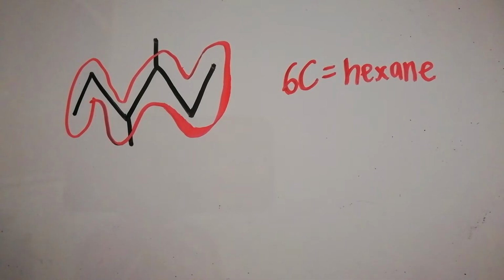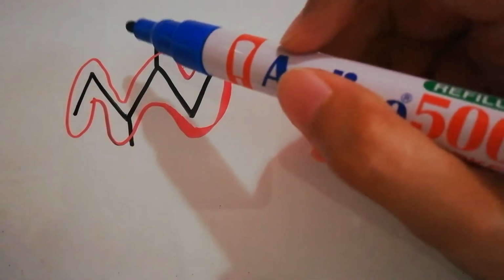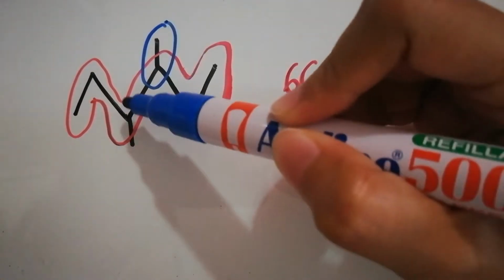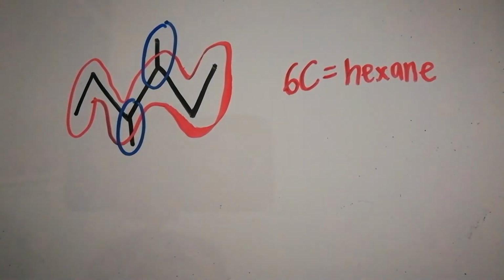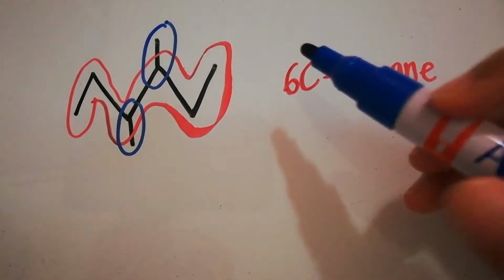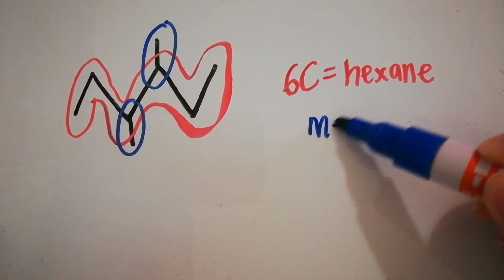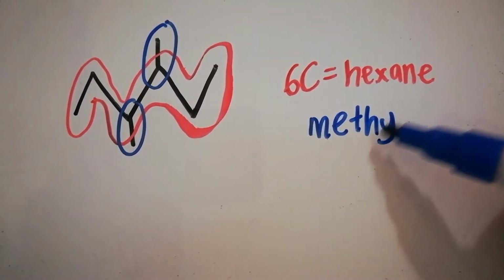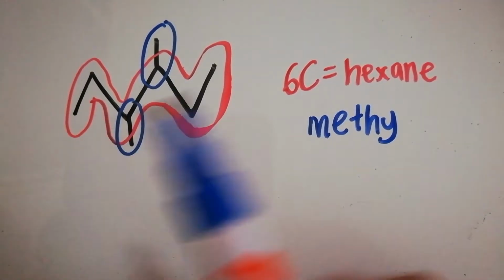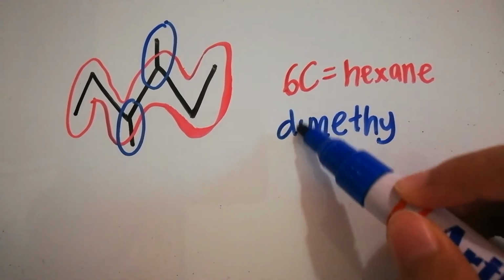Next, we need to find the substituent. So here we identify there are 2 substituents, which are methyl. So the substituent should be methyl, but it has 2 here, so it should be dimethyl.